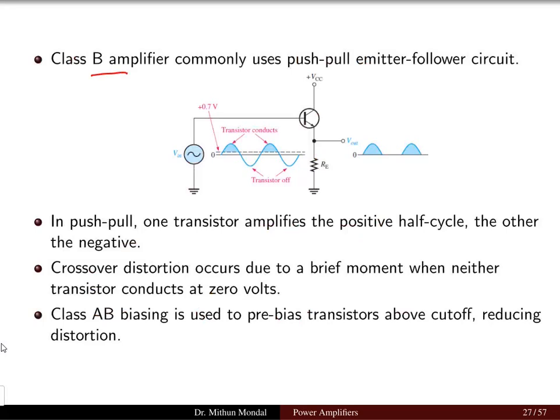Class B amplifier commonly uses a push-pull common emitter follower circuit. About this we have discussed in detail in the previous lectures on transistors and biasing. We'll discuss it in the power amplifier.